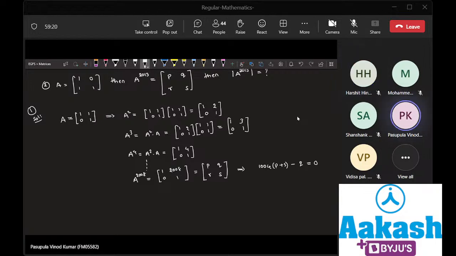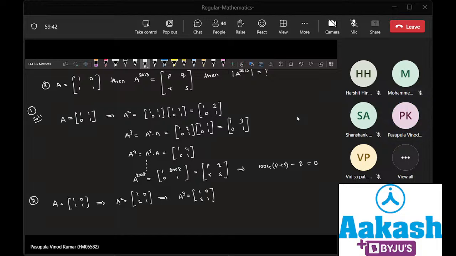In the same way, the second one also, can you do it, everyone? I am telling the second one directly. A is equal to the matrix 1 0 1 1. What is A square? A square is equal to 1 0 2 1. And A cube you can also observe, this is 1 0 3 1.